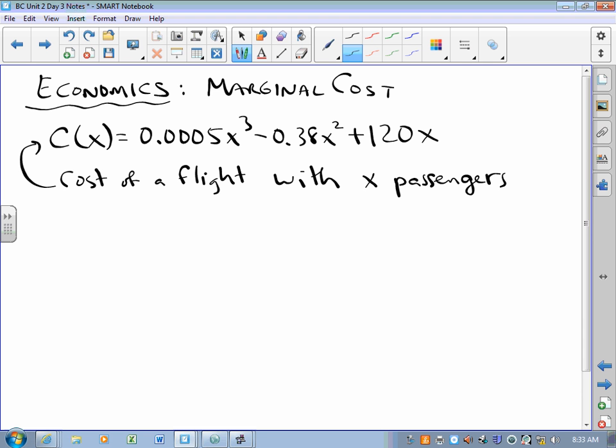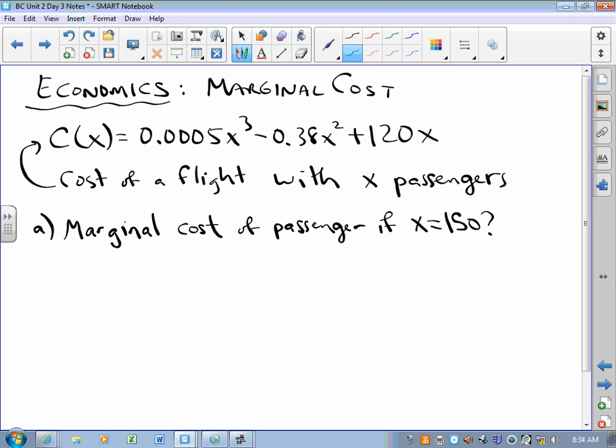Obviously, the number of passengers affects how much it costs to get that plane in the air. And so I want to look at the marginal cost of adding a passenger if the number of passengers is 150. Now, what we mean by that, economically speaking, is that the marginal cost is the cost of getting one more person on that flight, of increasing from 150 to 151.